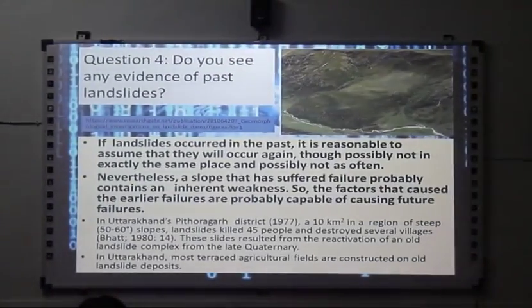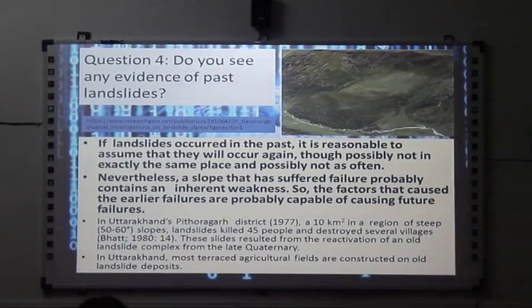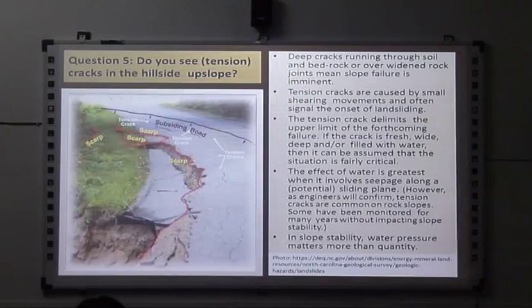In Uttarakhand, most of the terraced agricultural fields are actually built on landslide deposits in embayments, because there's soil, loose material, and there's water. Both of those situations are, of course, hazardous. Tension cracks upslope. This is very common.